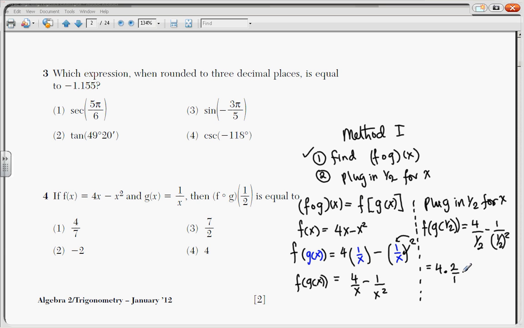4 over 1 times 2 over 1 minus, let me just expand this one first. 1/2 squared is going to be 1/4, right? It's 1 over 4. And then here I'm going to have 4 times 2 is 8 minus, what is 1 over 1/4? I can multiply 1 by the reciprocal of that, which is basically 1 times 4 over 1. And then you're going to have 8 minus 4, because 1 times 4 over 1 is simply 4. So our final answer is going to be 4.